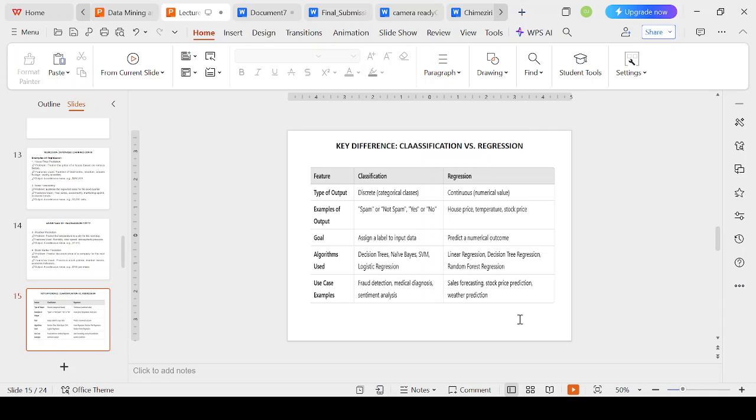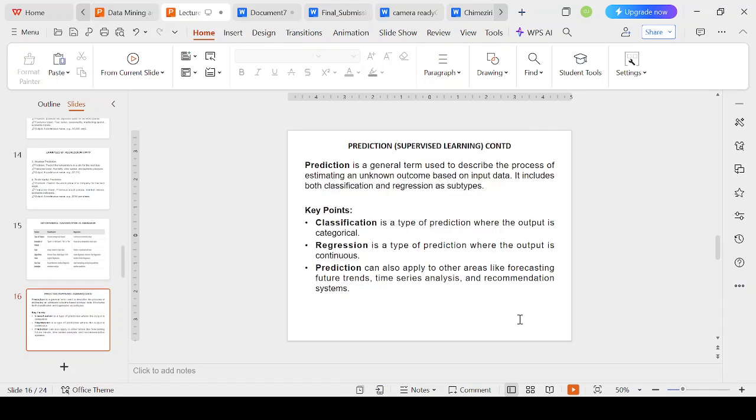The algorithms you can use for classification are decision tree, naive Bayes, support vector machine, logistic regression, and random forest can also be used. In a regression problem, you use all the regression techniques, as many as possible. It's not limited to what we listed here. Use cases for classification: fraud detection, medical diagnosis, sentiment analysis. Use cases for regression problems: sales forecasting, stock price prediction, weather prediction.